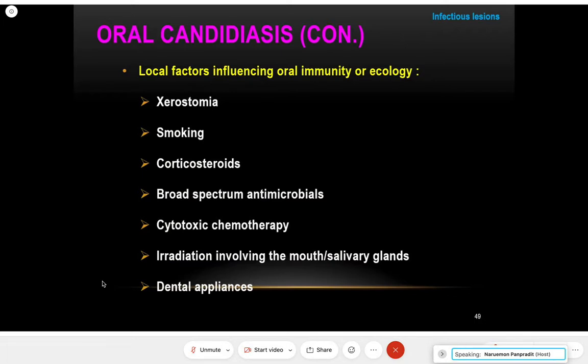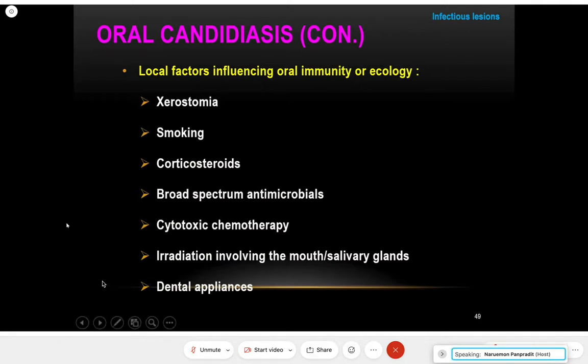When you see the patient and you know it should be oral candidiasis, it's not difficult to diagnose, I think, from the clinical character. But the more important thing is that you have to find the factor, because if you cannot get rid of the factor, the lesion will recur again and again.